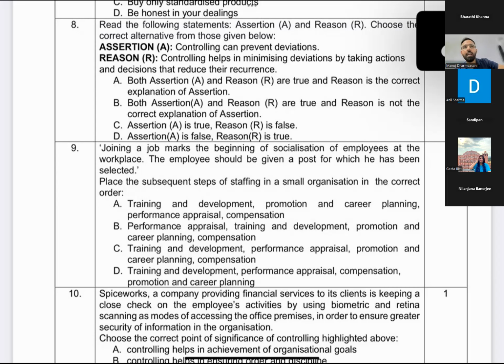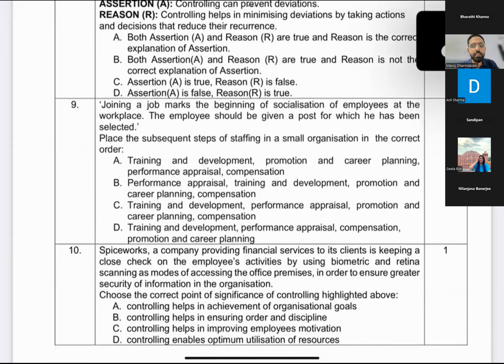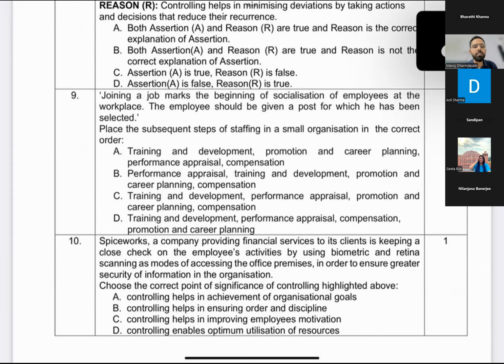After placement, as we all are aware, placement and orientation is the fourth step of staffing. After that, training and development will come, then performance appraisal, then promotion and career planning, and last, compensation. So according to this question, option C will be the answer. If a student has skipped any of the steps, or has not read all the steps deeply and comprehensively, that student is going to face a problem.